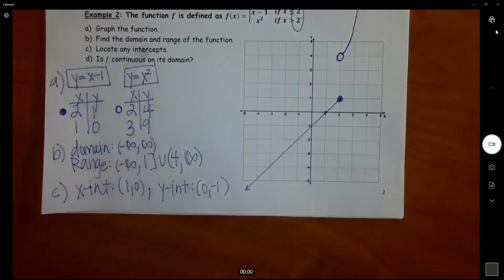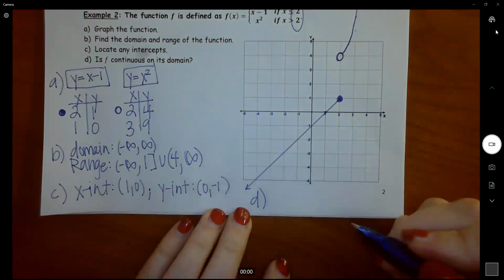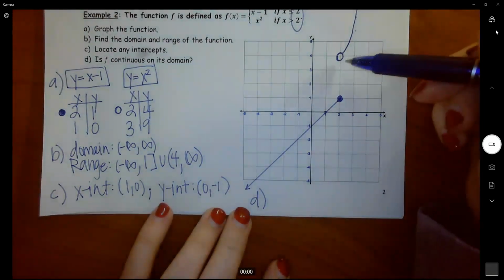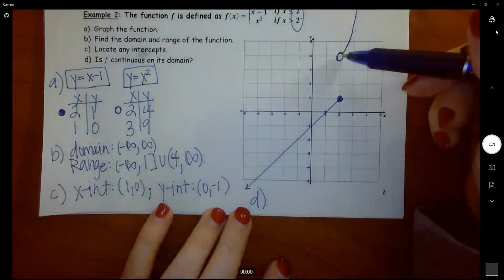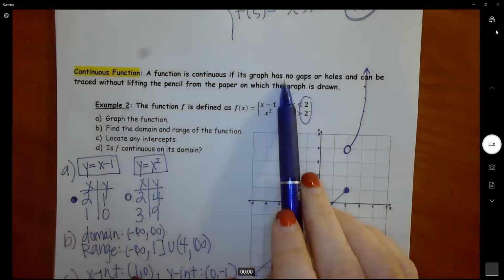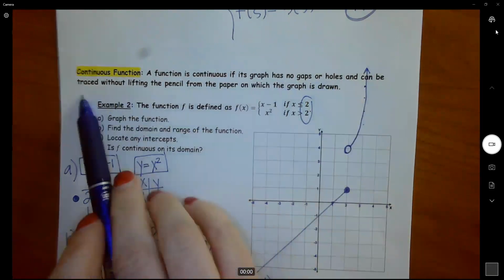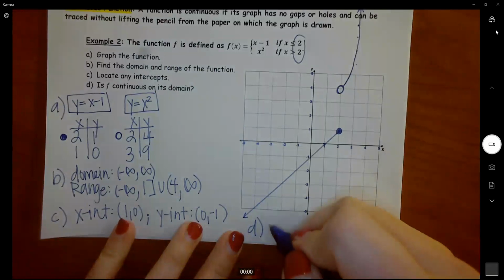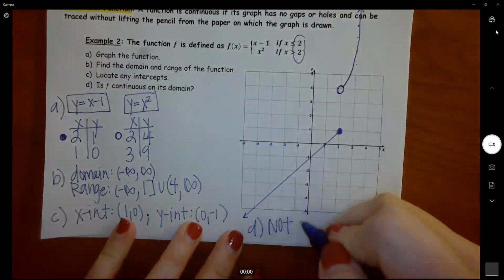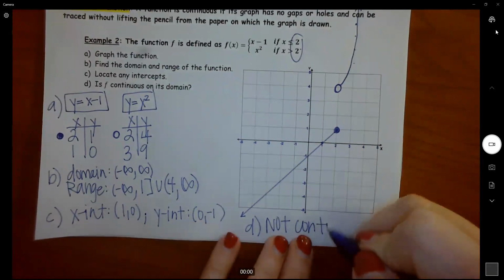And then lastly, D, is this function continuous? Well, it's got a break and a hole. My definition was that it has no gaps and no holes, and it can be traced without lifting a pencil. None of those things can happen here. So this is not continuous.